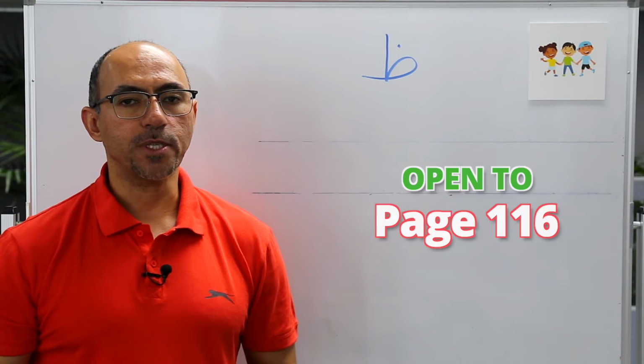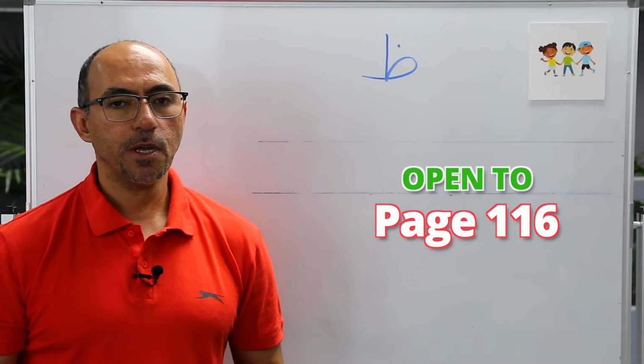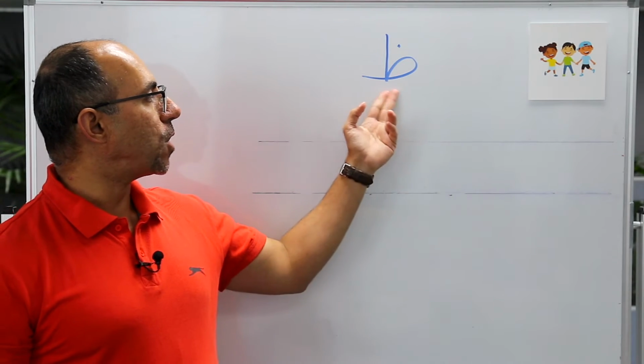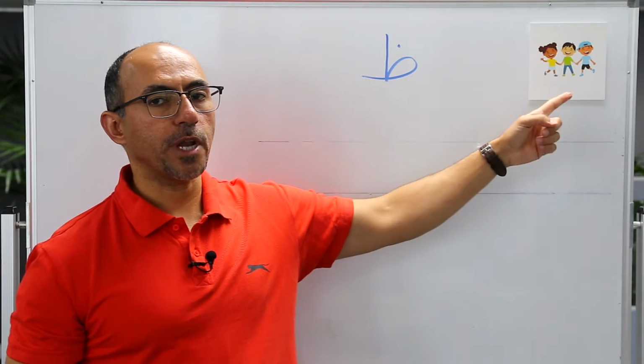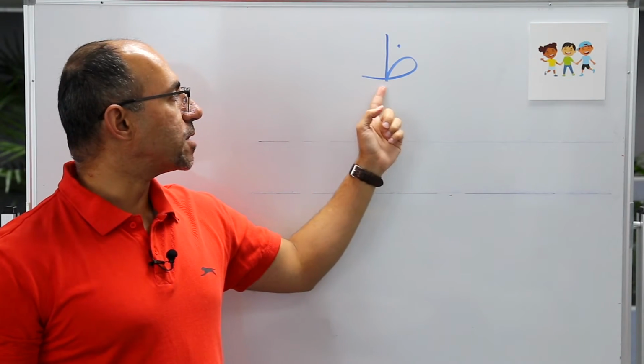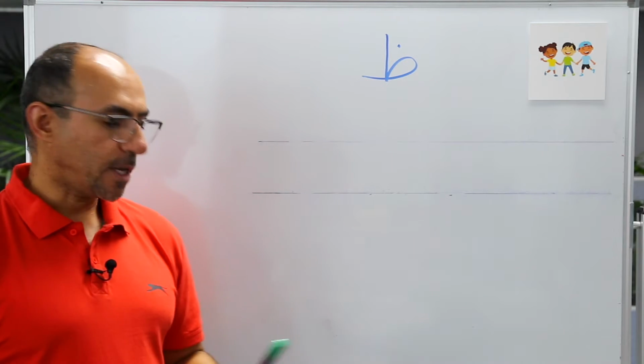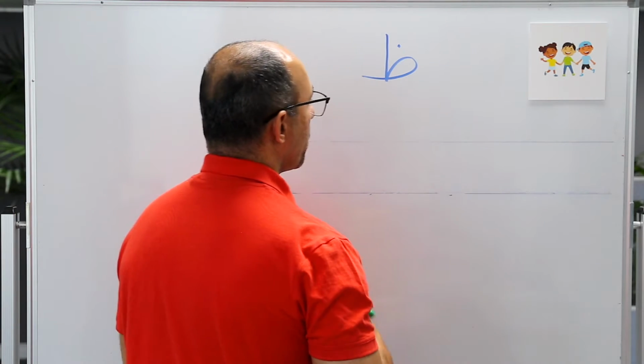It's on page 116 from Kitabee 1. So open your books on page 116. The letter Dhaad, as you can tell, connects on both sides and it looks exactly the same as Taa with a dot. Well done. So let's write the letter.